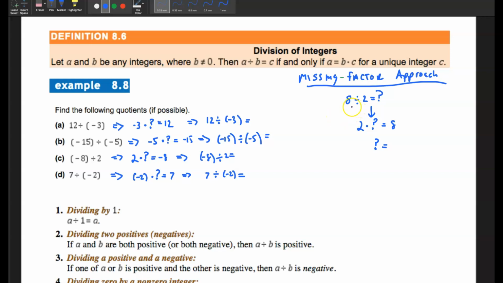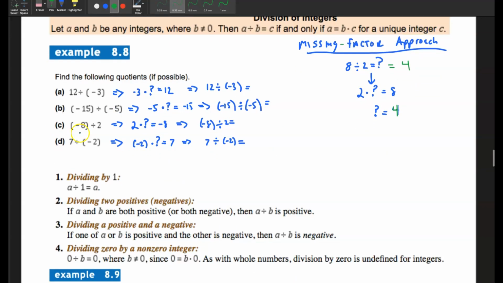So what do I mean by that? 8 divided by 2 equals what? It's the same as saying 2 times what equals 8. And so I know that what has to be 4. Again, that what has to be 4. So therefore I know that 8 divided by 2 equals 4. So we're going to use that to drive our definition of integers.